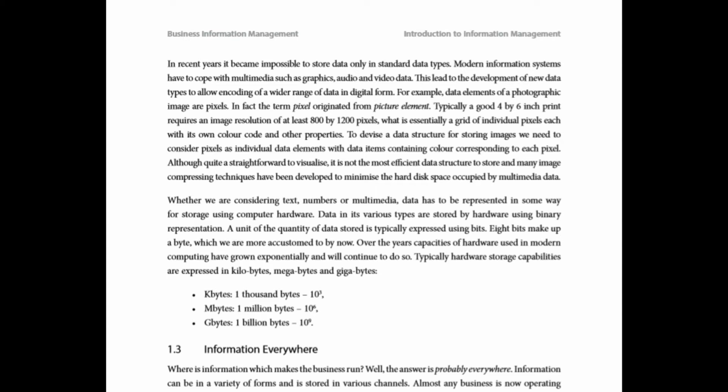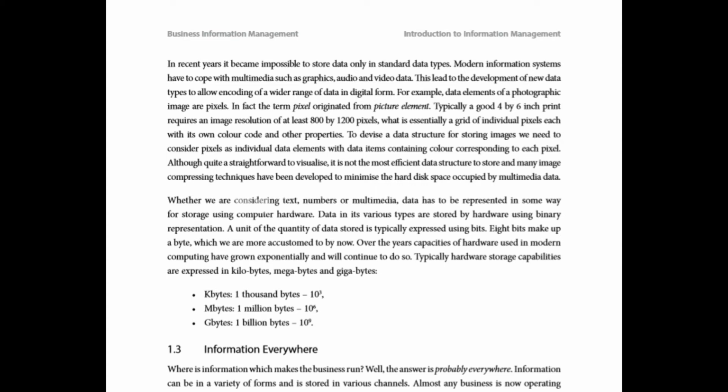Okay, typically a good 4 by 6 inch print requires an image resolution of at least 800 by 1200 pixels, which is essentially a grid of individual pixels, each with its own color code and other properties. To devise a data structure for storing images, we need to consider pixels as individual data elements with data items containing the color corresponding to each pixel. Although quite straightforward to visualize, it is not the most efficient data structure to store, and many image compression techniques have been developed to minimize the hard disk space occupied by multimedia data.